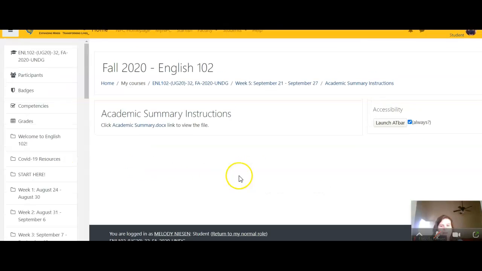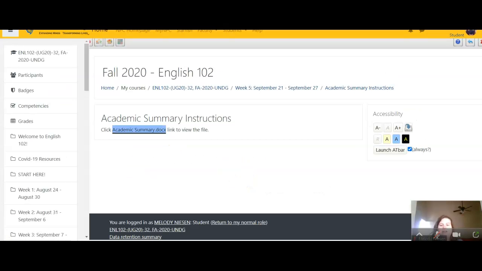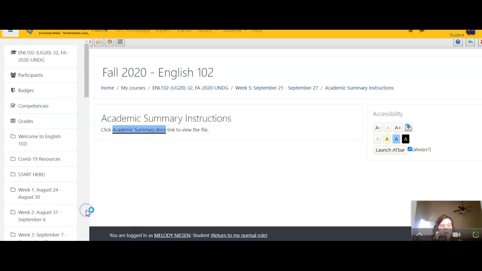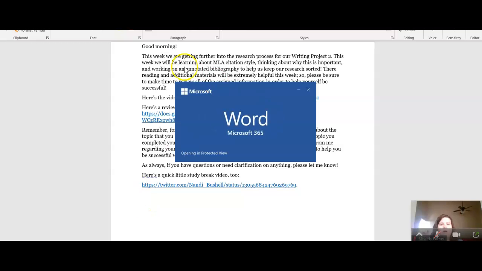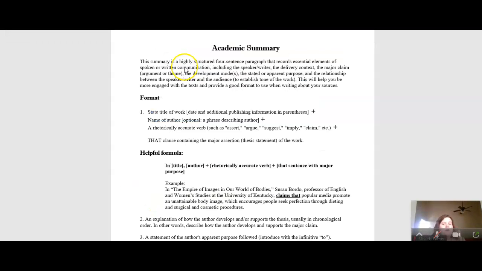So we're going to take a look at the academic summary instructions. And basically, an academic summary is a way for you to summarize works that will be helpful for you in a number of classes. So I've broken down the summary process into step-by-step instructions for you here. It's a highly structured four-sentence paragraph that records essential elements of spoken or written communication. So the first thing we're going to do is state the title of the work, the name of the author, and a rhetorically accurate verb.